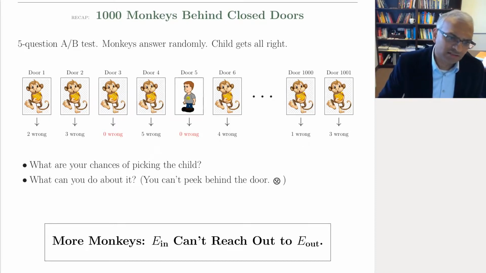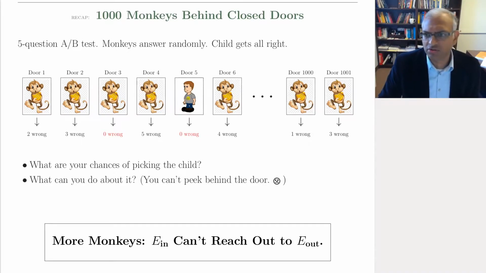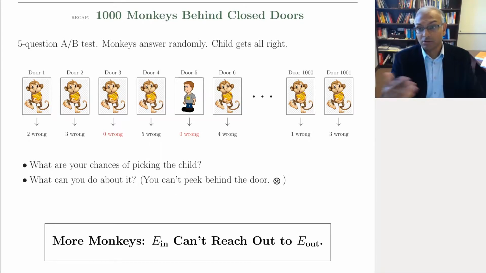So, in this example, the first door got 2 wrong, the second door got 3 wrong, and then the third door got 0 wrong. Maybe that's the child. But you keep going. Then there's 4 wrong, then 0 wrong again. Maybe that's the child. And you keep going, and you keep going.